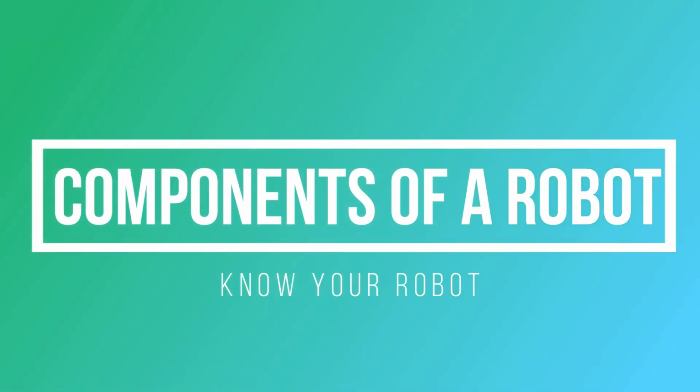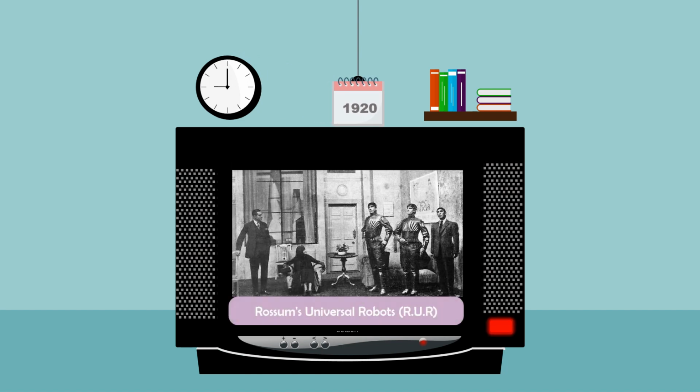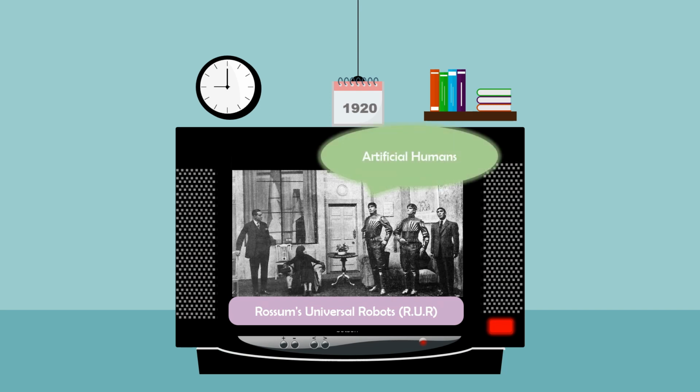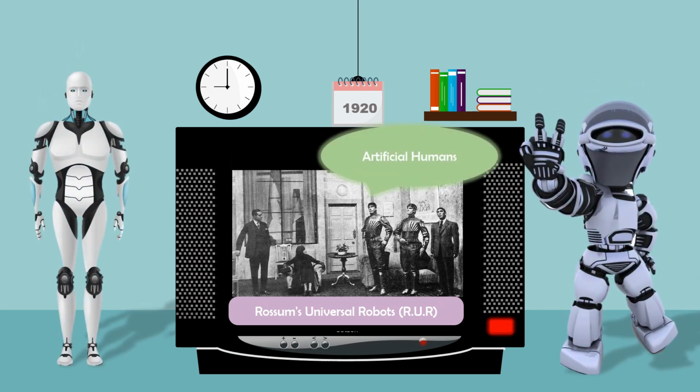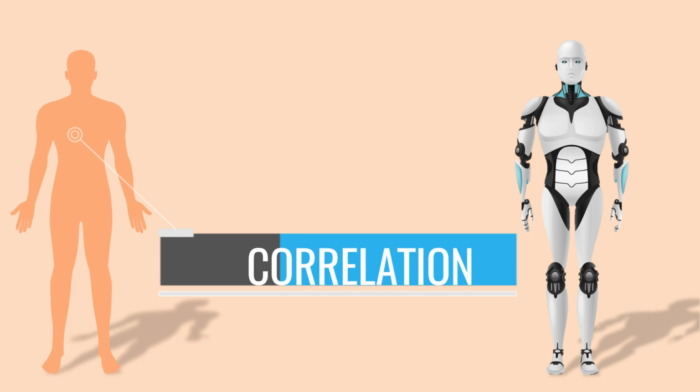So let's get started. We have already talked about how the concept of robots started from fiction, wherein the robots used to look like humans. So it is really safe to say that the concept of robots came from replicating humans. So to understand the components of a robot, let us take an example of the human body and try to find correlations between a human body and a robot.